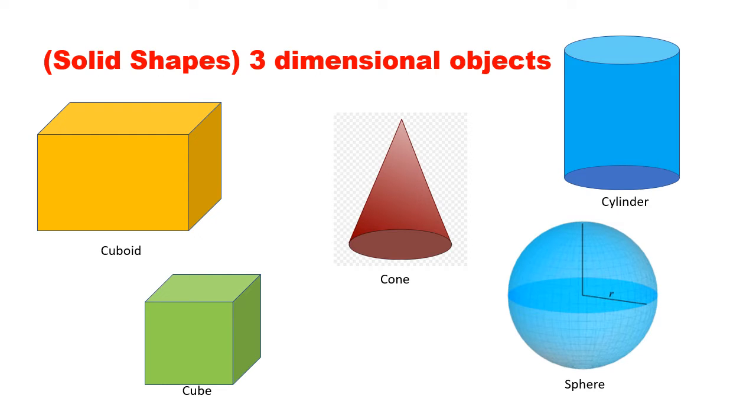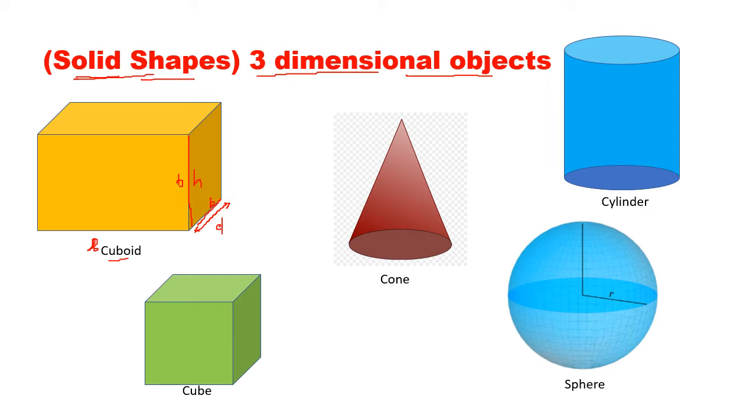Now we move on further in the chapter to solid shapes. Solid shapes are three-dimensional shapes. Now what does a three-dimensional shape or object mean? It means that along with the length and the breadth there is a depth. We can call it the depth, or you can call this the length, this the breadth, and this the height. So when an object has three dimensions, they are solid shapes.